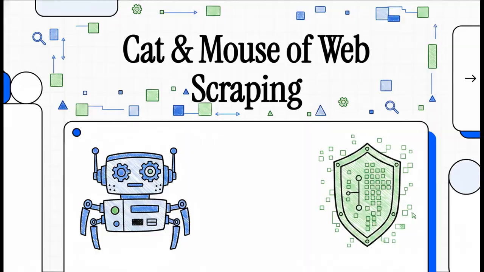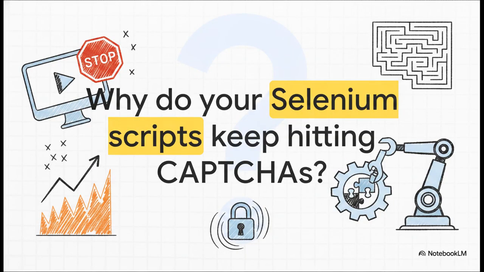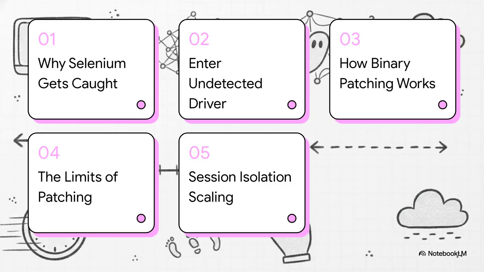Let's get into it. So why do your Selenium scripts keep hitting CAPTCHAs? Seriously, if you're a developer or just an automation enthusiast, you know the absolute frustration here. You write this perfect, elegant script, you hit run, and boom, you're blocked, or flagged, or forced to solve some puzzle, or flat out IP banned before the code even really gets going. It's maddening. Well, today we're going to unpack exactly why that happens and the increasingly clever ways developers are bypassing those roadblocks. Here's our roadmap for today.